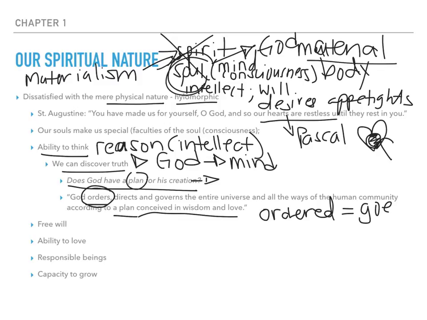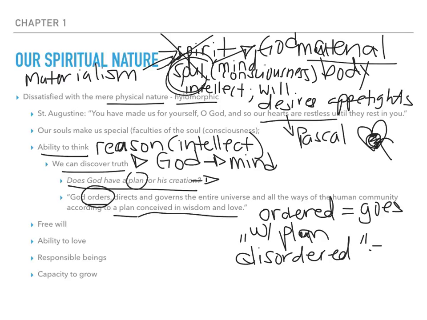So if my actions are ordered, they go with God's plan for me. If we say something is disordered, then that means it goes against the plan. So I can have actions that are disordered, and that would mean that they're going against God's plan. I'm doing something that goes against the plan of creation. For example, if I take another human life, the plan is that God is the author of life. He gets to choose when people live and die, not me. So if I murder someone, that action's disordered.